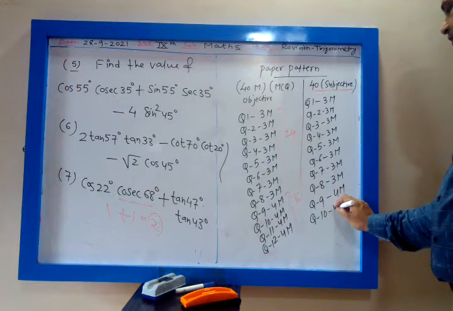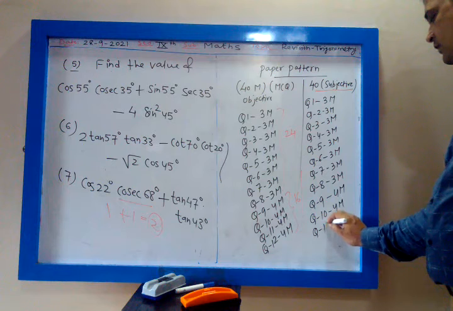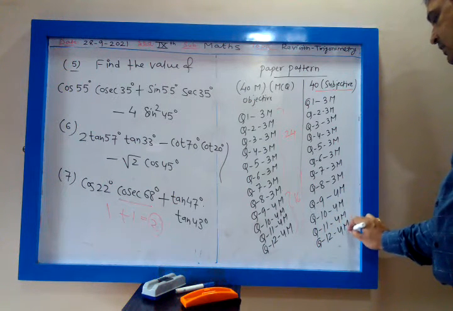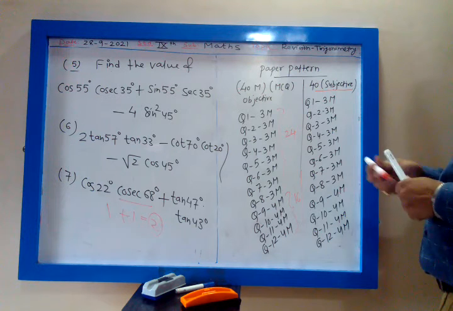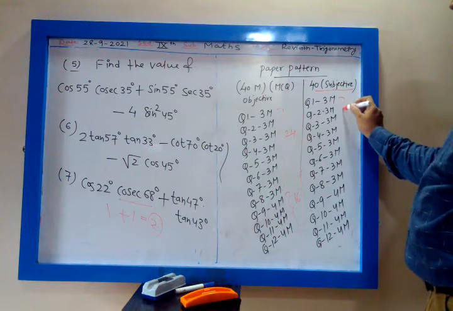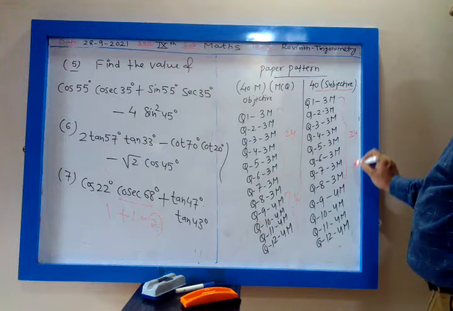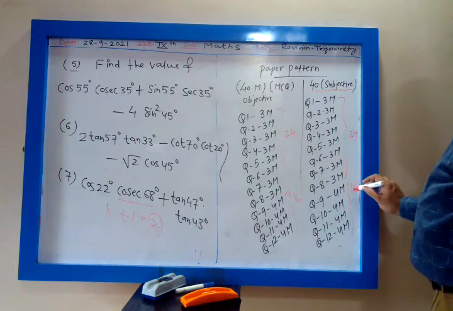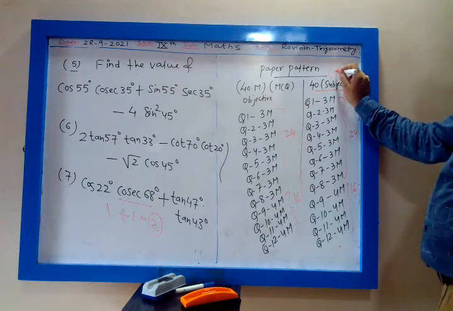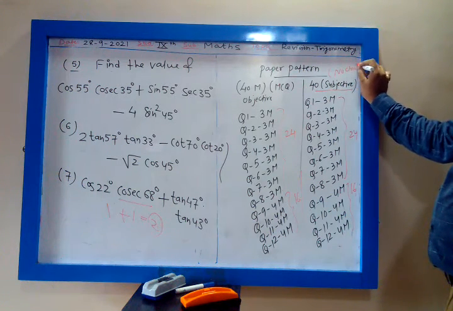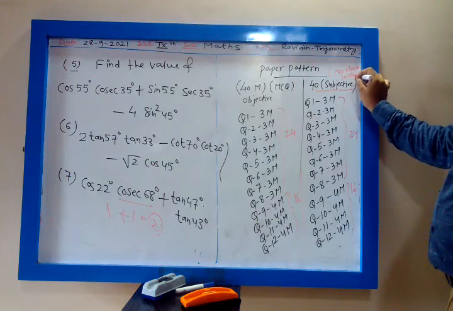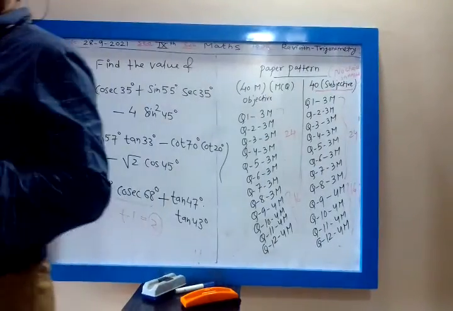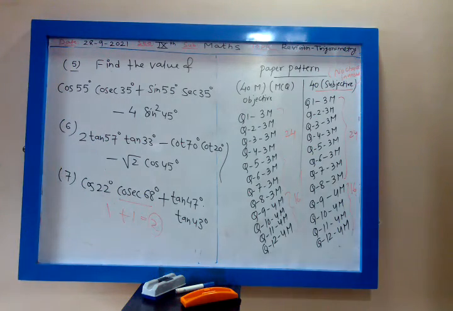Question 10 will be 4 marks. Graph paper: you have to do the work and then upload it along with the PDF. So 8 questions of 3 marks, 24. 4 questions of 4 marks, 16 marks. So 24 plus 16. In subjective there will be no choice in the answer. Is the paper pattern clear? Any doubt?